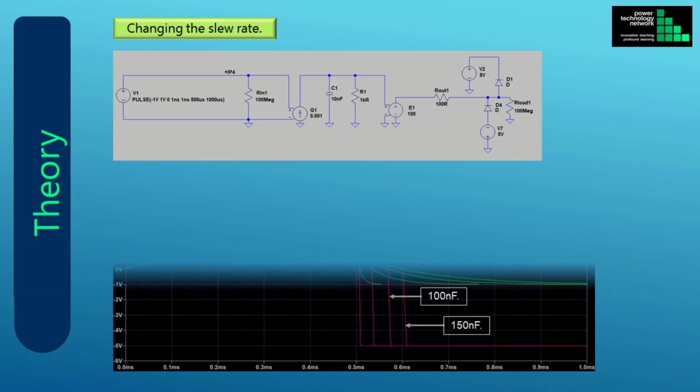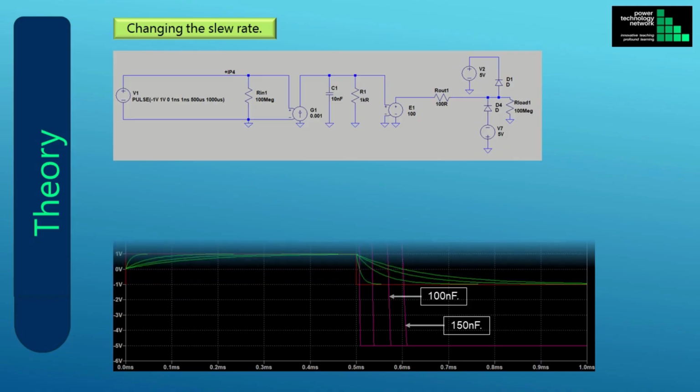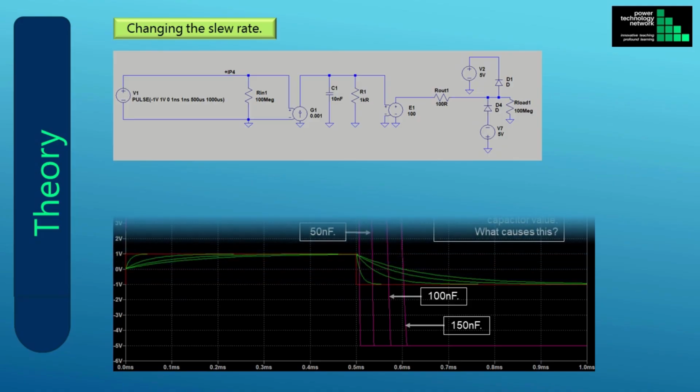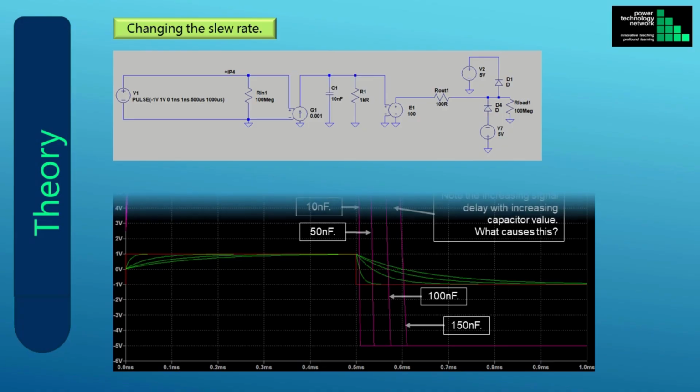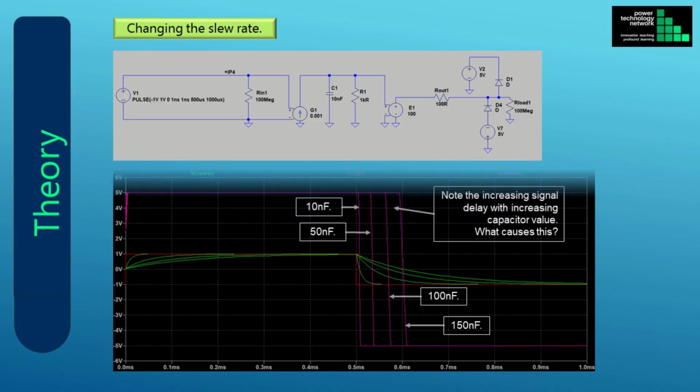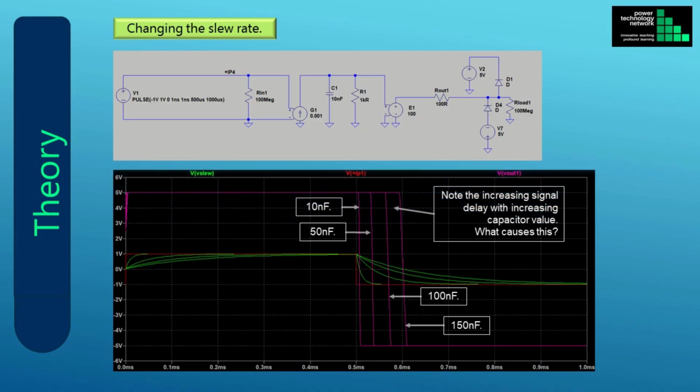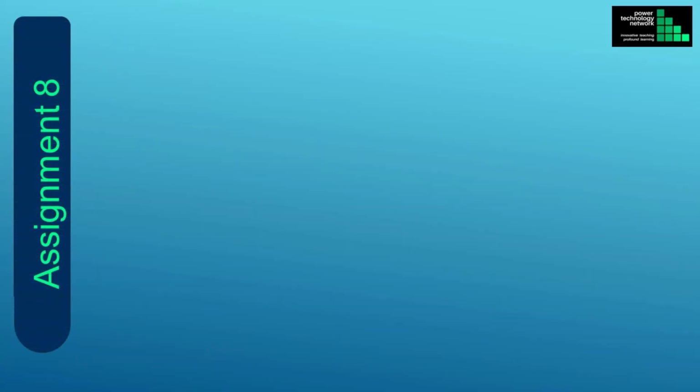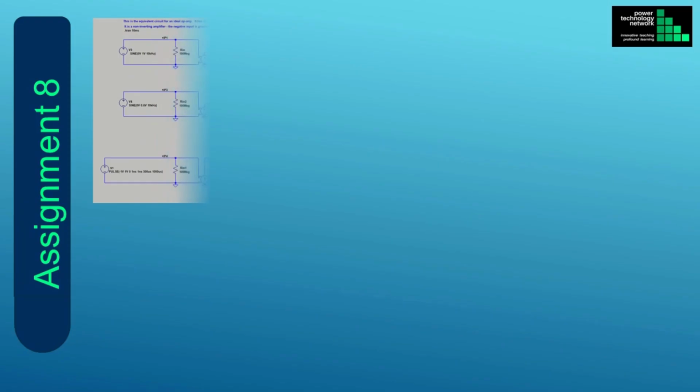Note that there is an increasing delay in the output signal as the capacitor value increases. We need to investigate what causes this, which we shall do next. This is the LT SPICE schematic file that is provided. It contains the schematic for the ideal op-amp, the schematic for the ideal op-amp with the clamp circuit added, and the schematic for the ideal op-amp circuit with the clamp and slew rate circuits added.